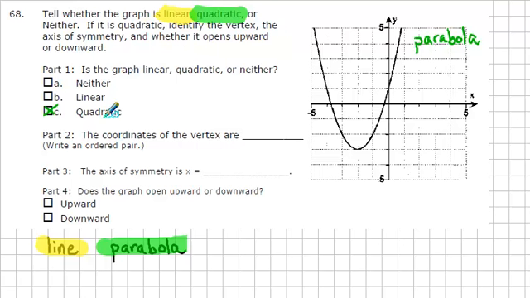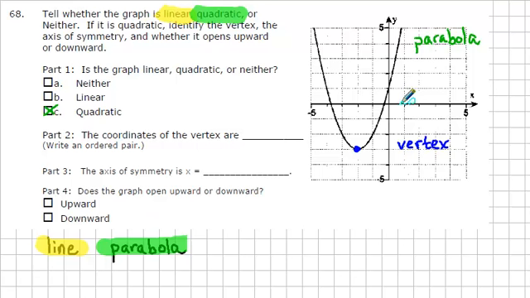Part 2 asks us to determine the coordinates of the vertex. The vertex is either the lowest or the highest point of the parabola, depending on whether the parabola opens up or down. In this case, our parabola opens in an upward direction, and therefore it has a lowest point. The lowest point is called the vertex. So we identify this lowest point, that is called the vertex, and we need to determine its coordinates.